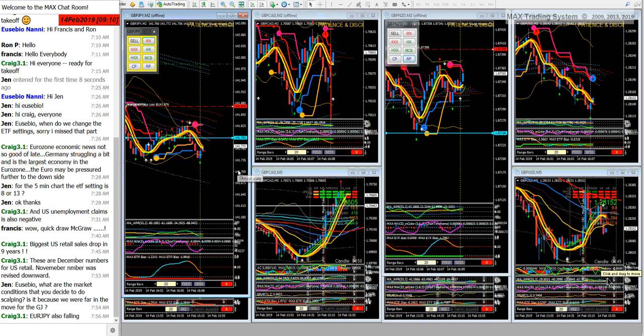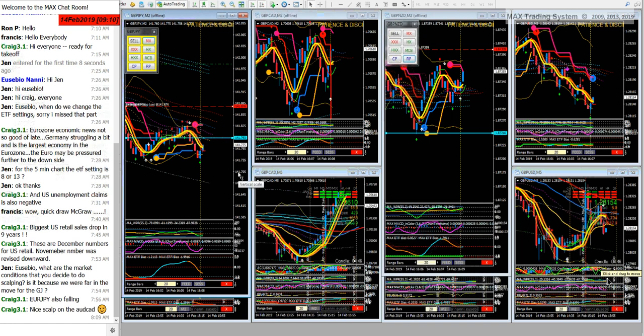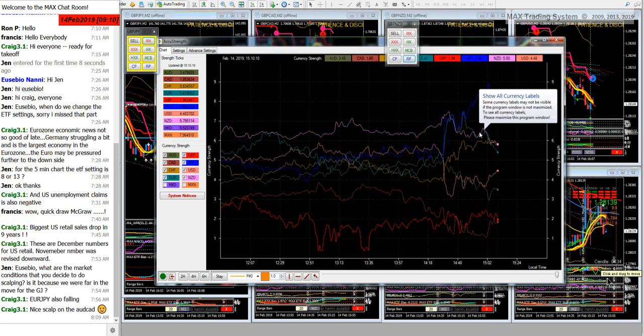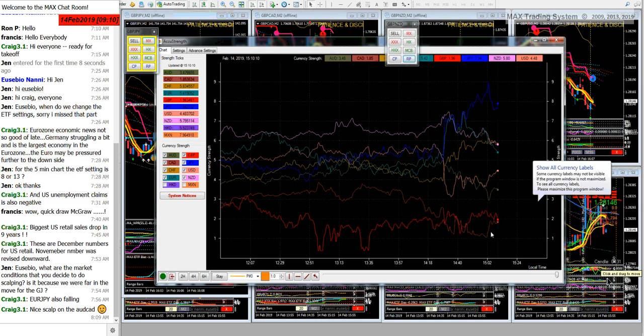So, yeah, there are several pairs you can consider, Craig. Of course, the Aussie CAD. The Aussie CAD, yes, why not? Look here on the currency meter. The CAD is this line here, which is weak, and the Aussie is this line. Not necessarily the best pair, but in terms of scalping, that's okay.